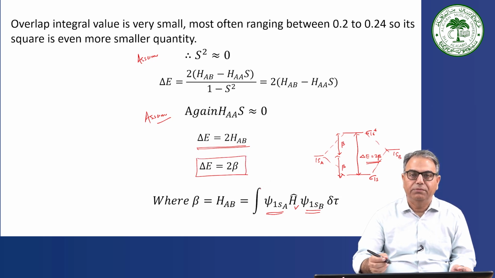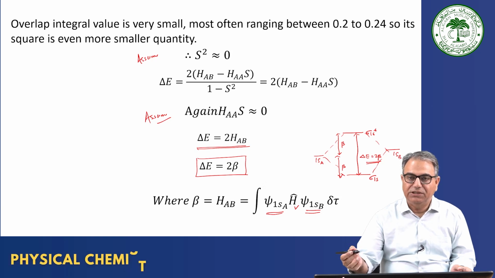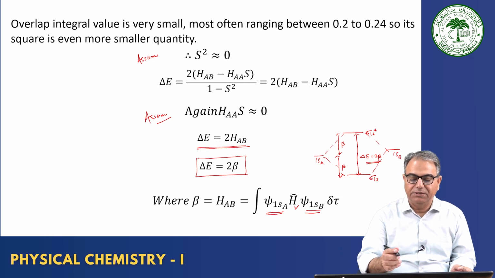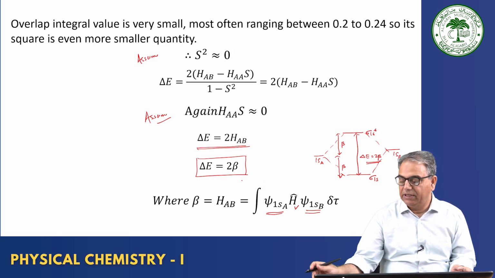Of course, we have made many assumptions, but more or less we got the levels equidistant from the atomic orbital energy. One goes down in energy and one goes above the energy of the atoms, but it remains equidistant. Of course, if you don't assume this, then the value will be different, but if we make these assumptions, we get delta E equal to 2 beta.